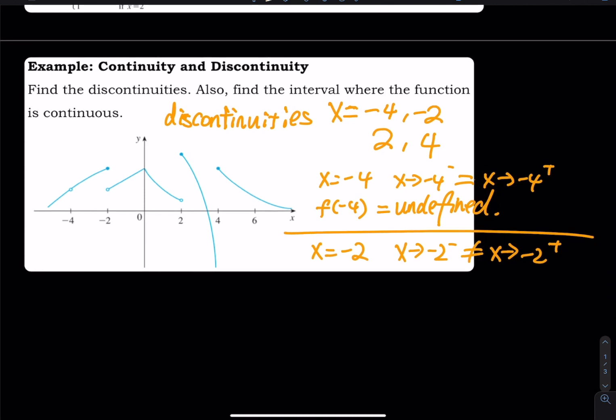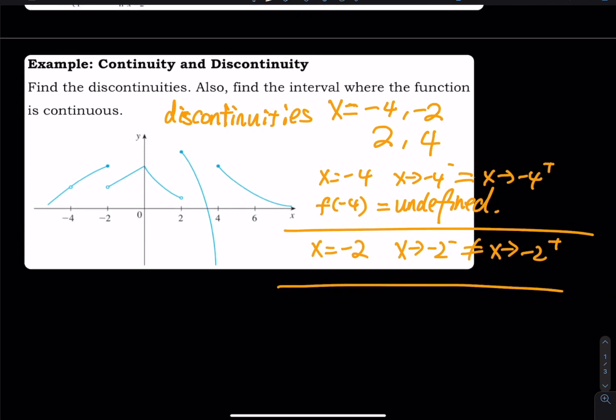All right. And then at x equals 2, what happened? X approaching 2 from the left is not the same as x approaching 2 from the right. They are not connected at the same point. I don't care whether the function is defined or not at x equals 2. They are not connected at the same point. It's like two different roads. You can pass through, right?